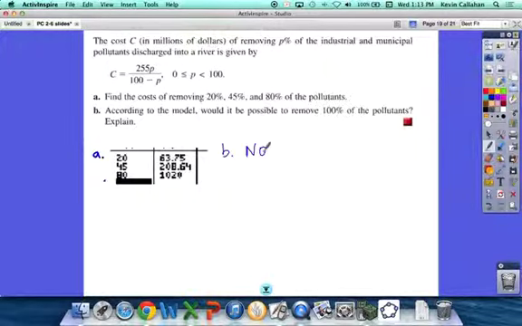In the real world, practically speaking, what this means is you're never going to get rid of 100%, right? Or the cost of doing so is prohibitive. At a certain point, you're going to say 80% is good enough, something like that.